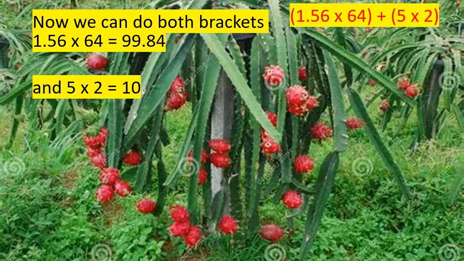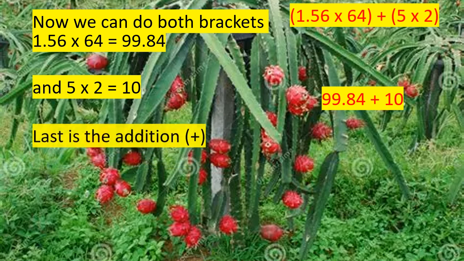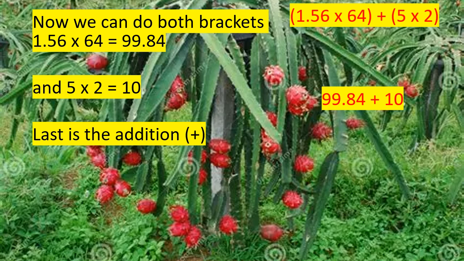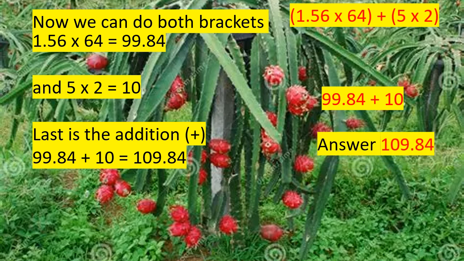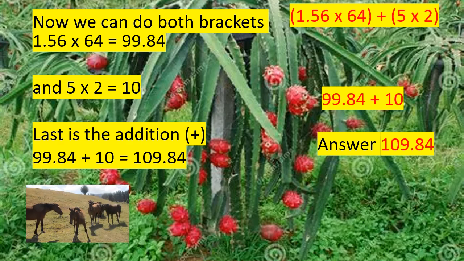So now we can do both brackets. First one, 1.56 times 64 equals 99.84. And the second one, 5 times 2 equals 10. So now we have 99.84 plus 10. And we have to do that addition. That's the last step. 99.84 plus 10, as I'm sure you know, is 109.84. And that's our answer, 109.84. And the horse says, easy peasy.